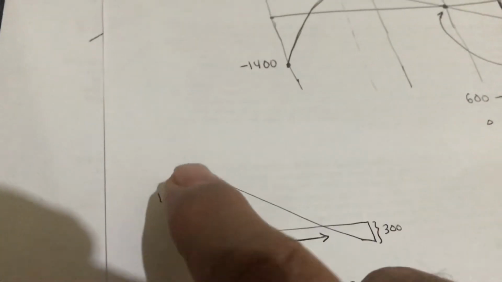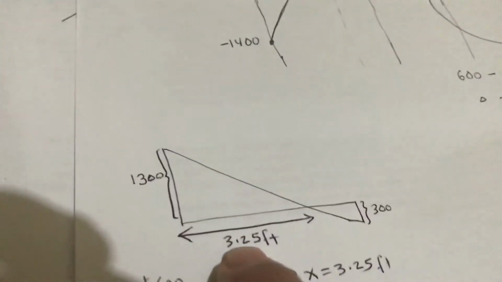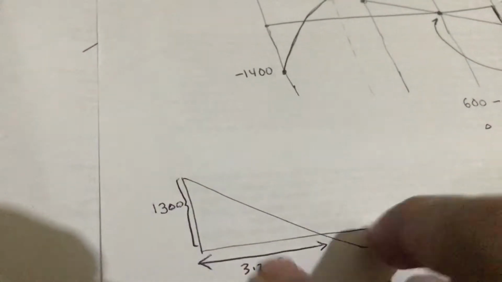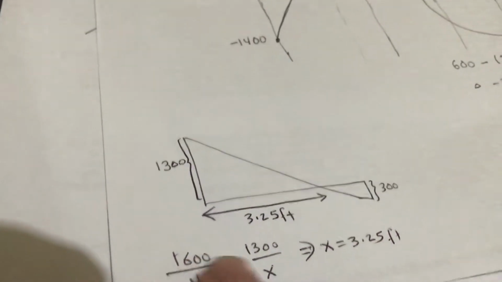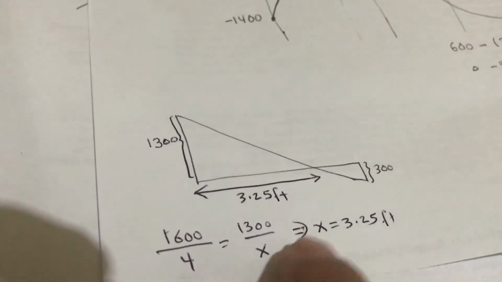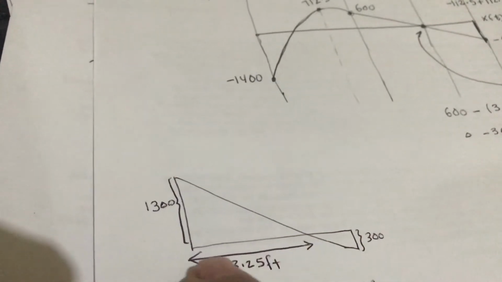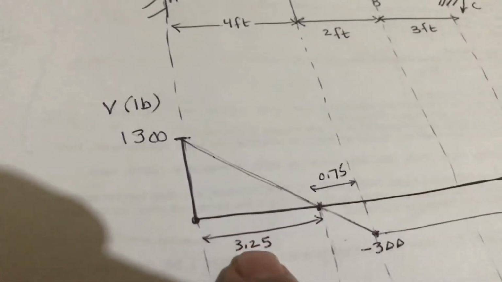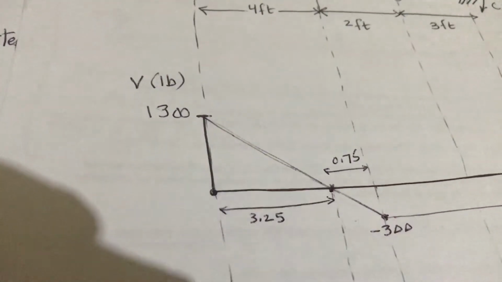Now, what is this small triangle? 1,300 over x. We need to find this x. So 1,300 over small x. Now we can find x by solving this. This is 4. We can find x is equal to 3.25. So this location, which is 0, is 3.25 from here. And since it's 4 feet, 4 minus 3.25 will give you 0.75. We need these distances because now we're going to find the area under the curve.